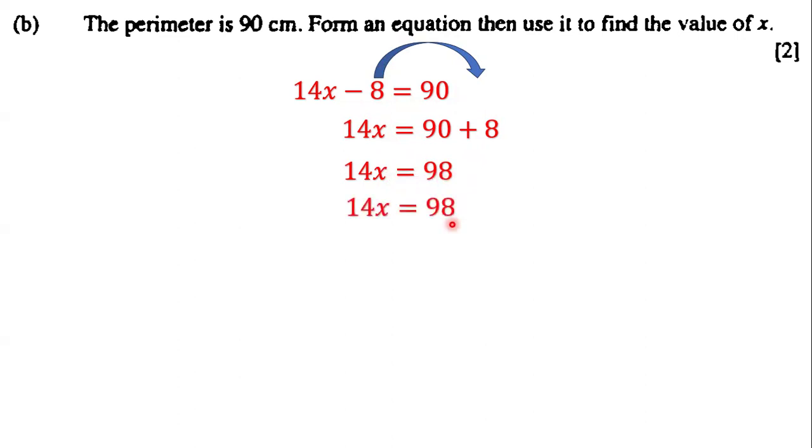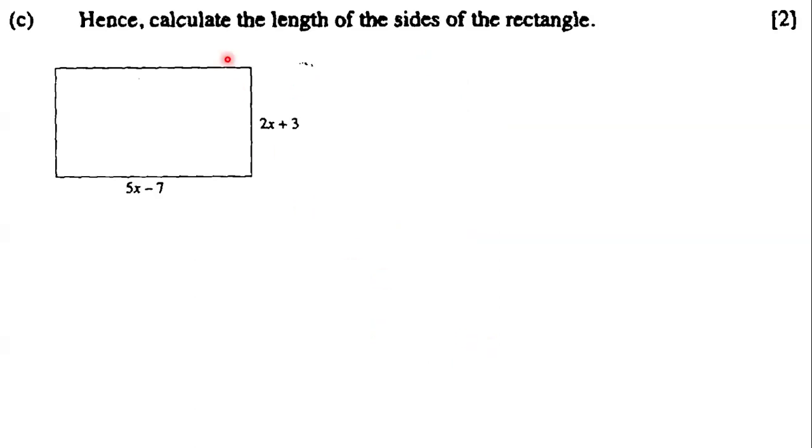Next, we divide both sides of this equation by 14. This cancels with that, so we are left with x is equal to 98 divided by 14, and 98 divided by 14 is definitely 7. So x is equal to 7. Next, it says, hence calculate the length of the sides of the rectangle. So we're going to first calculate the vertical side. That's this one, which is 2x plus 3.